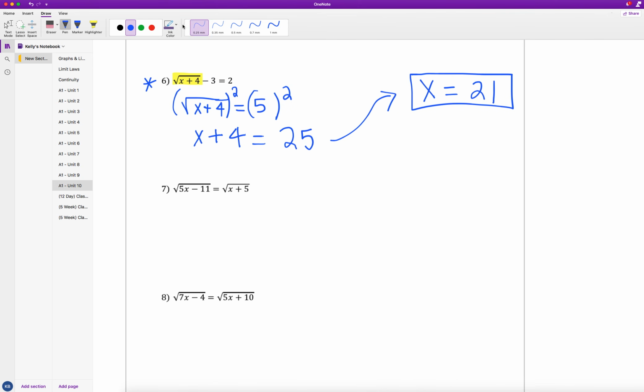So these guys look a little bit different since I actually have two radicals. So in example 7, we have the square root of 5x minus 11 equals the square root of x plus 5. In this case, I actually have both radicals already isolated since I have a radical on the left equals the radical on the right. So right off the bat, we can go ahead and square both sides. What's going to happen then is that the square roots will completely cancel out. So the square root on the left side will cancel with that square, and we get 5x minus 11. And then the square root and the square on the right side will cancel, and we get x plus 5.